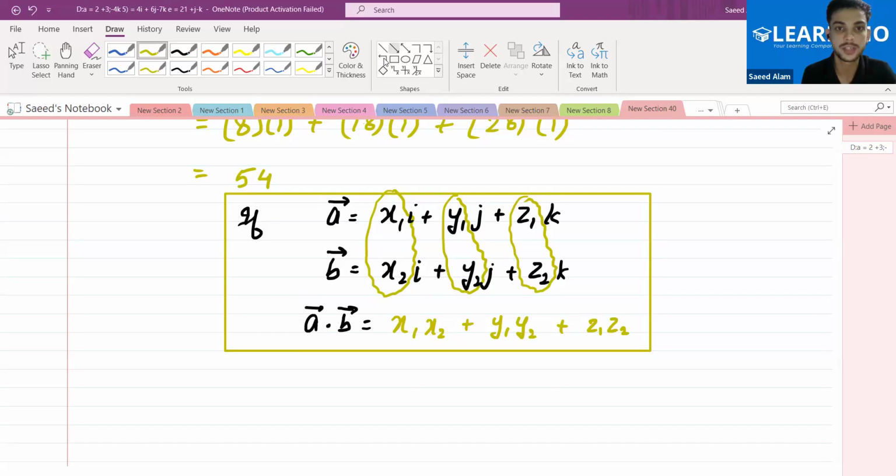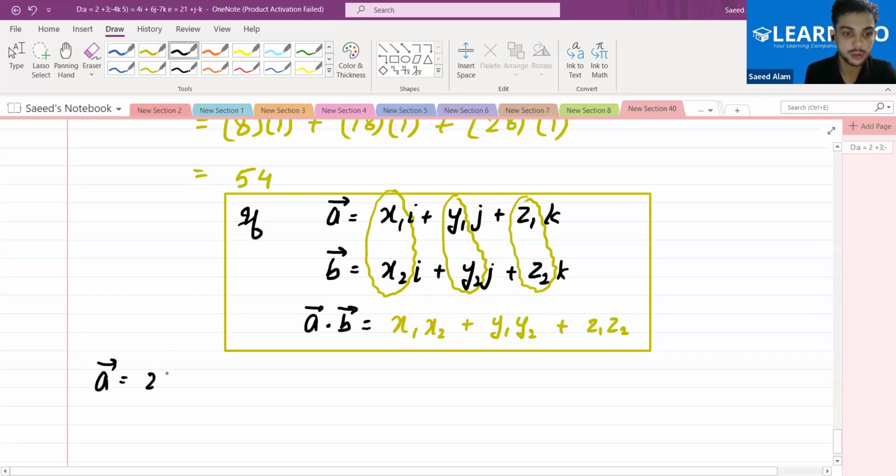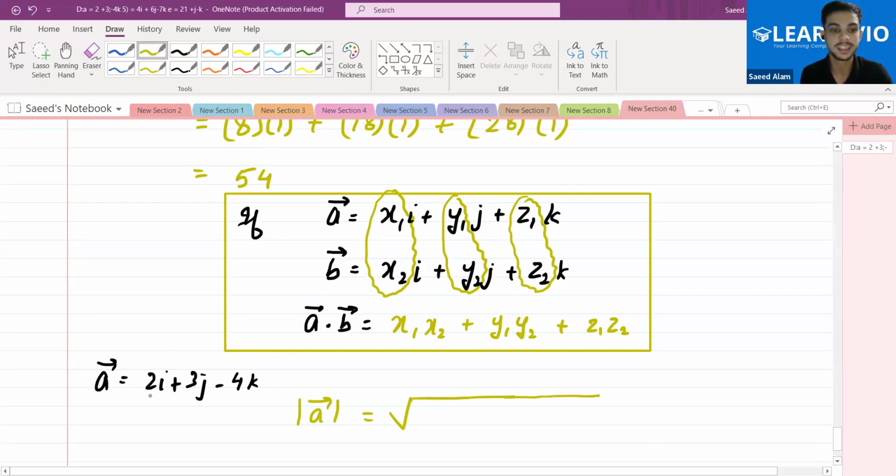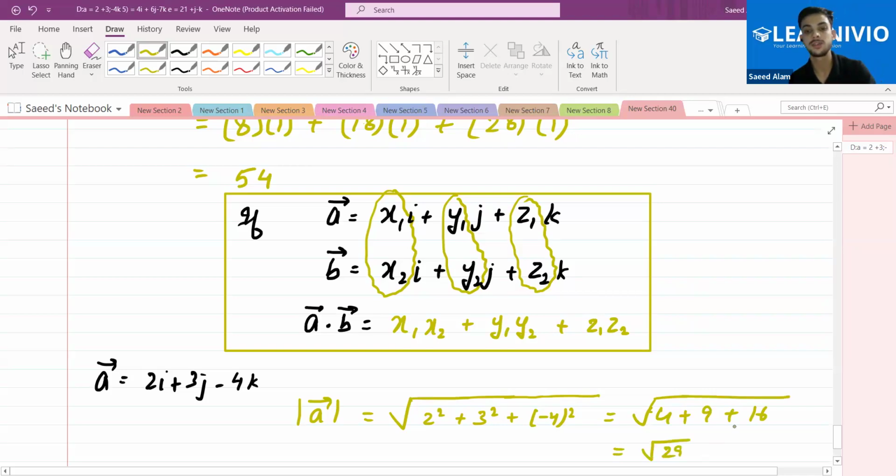Yes, we can also see one of the things here. Suppose what was our a vector actually? A vector was given to us as 2i plus 3j minus 4k. I'll use this example throughout. Now tell me, what is the magnitude of A actually? Root 29. We already found that, but we can recalculate it: 2 square plus 3 square plus minus 4 whole square, 4 plus 9 plus 16, and that will be equal to under root of 29.